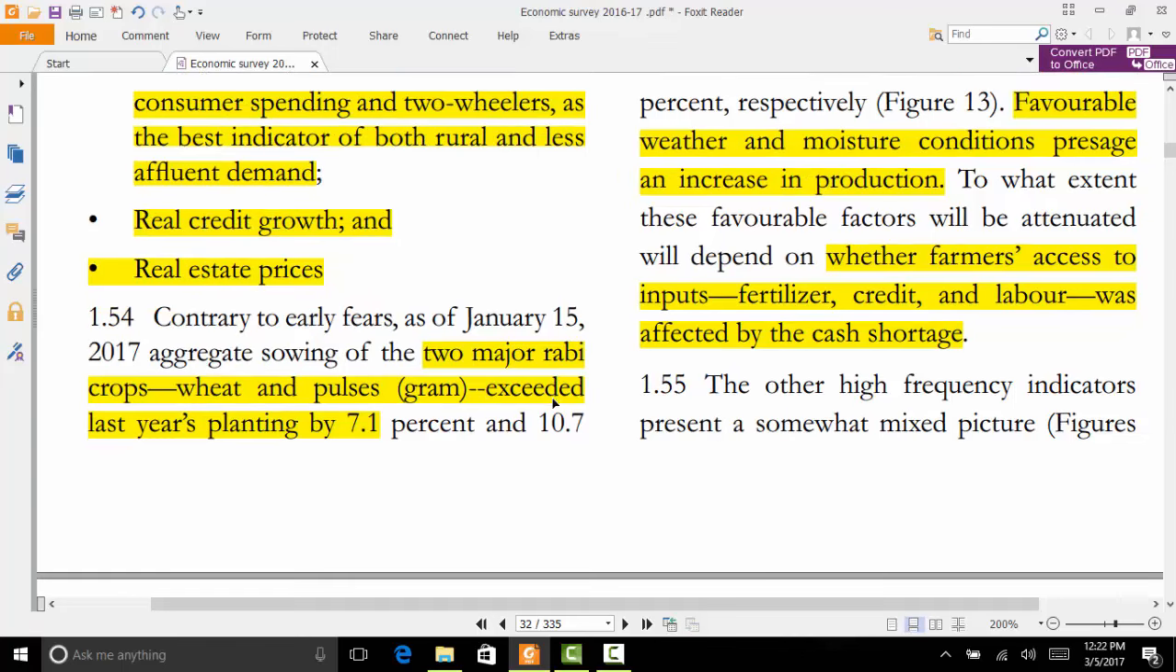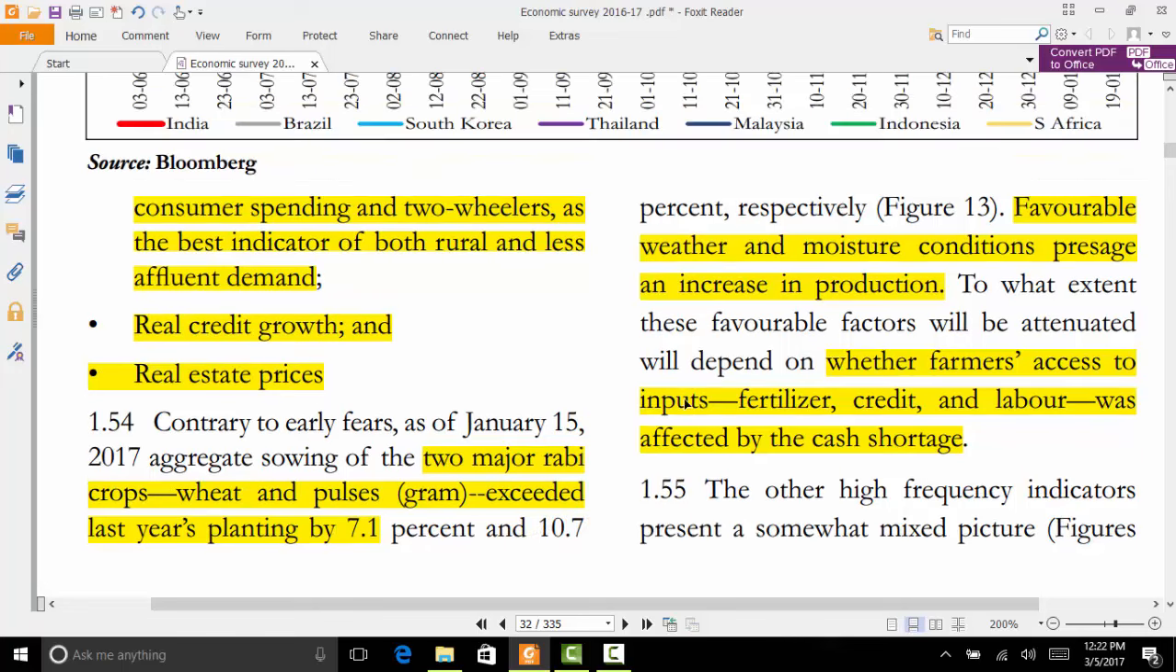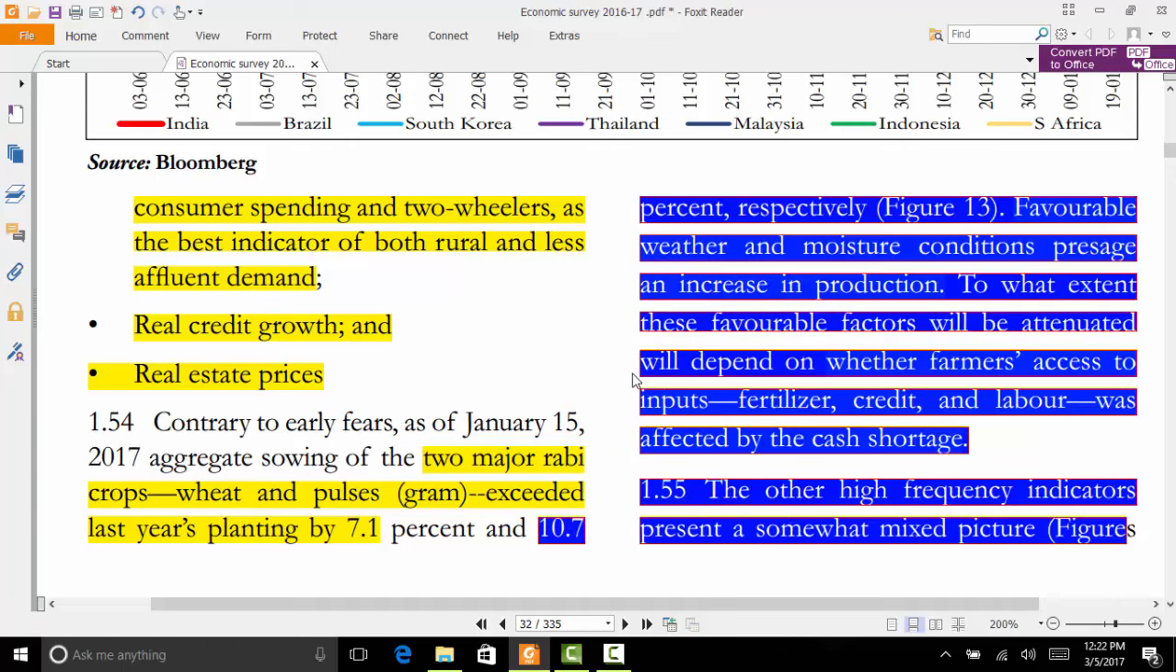So we have seen a rise in the sowing of the major rabi crops, wheat and pulses, by 7.1% and around 10.7%.